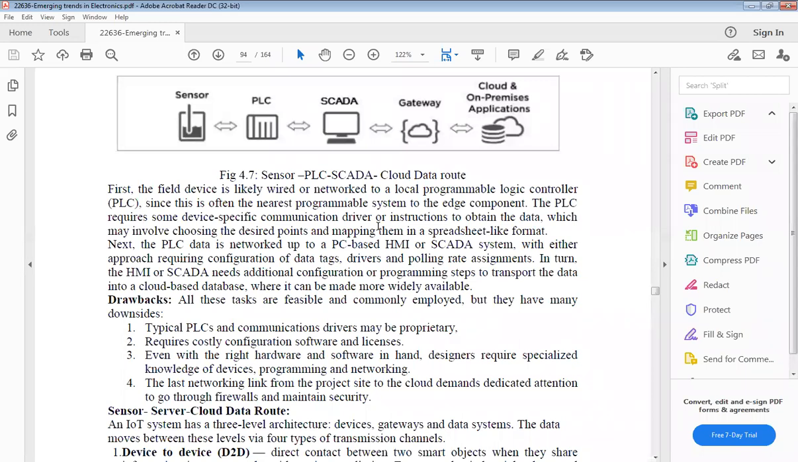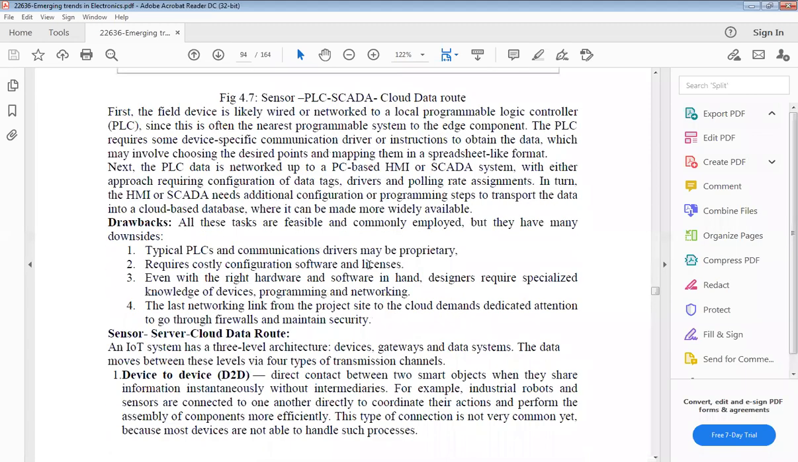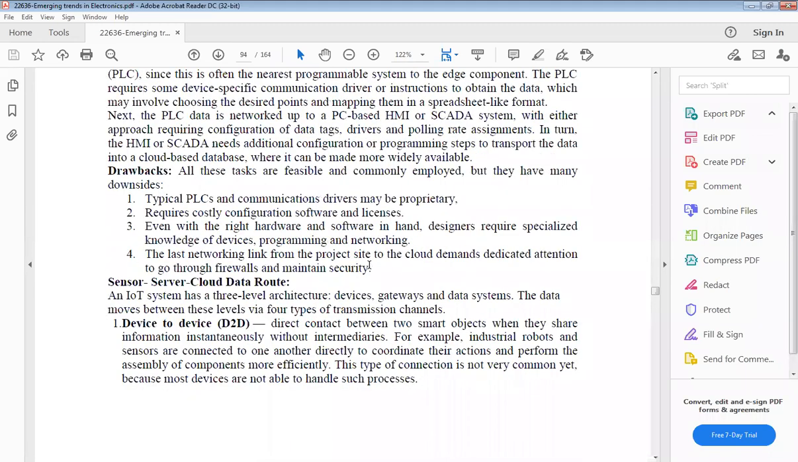So the next type of data route is used. That data routing is sensor, server, cloud data routing. So in sensor to server data routing, device to device means direct contact between two smart objects when they share information instantaneously without an intermediary. For example, an industrial robot and sensors are connected to one another directly to coordinate their actions and perform the assembly of components more efficiently.